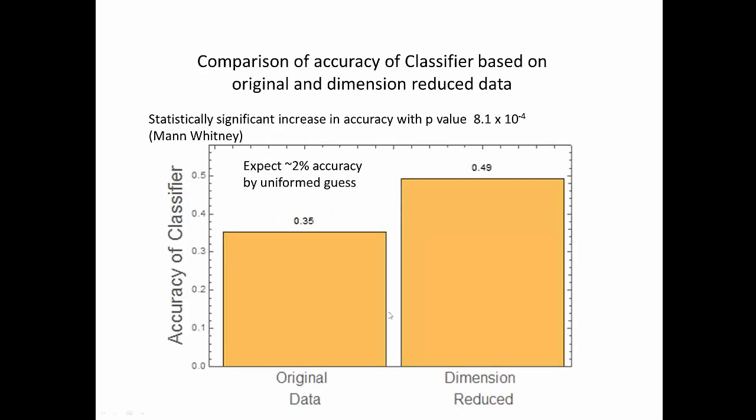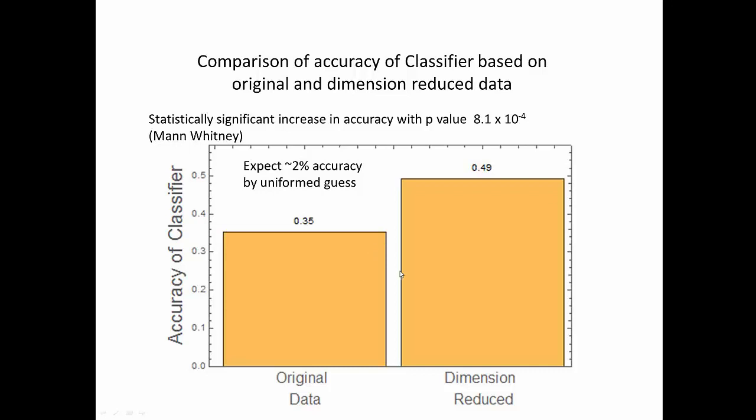So here on the left, if I try to guess the drug in an uninformed way, I would expect to get the right drug about 2% of the time. With the classifier on the original data, I get the right drug about 35% of the time. But with the dimensionally reduced data set, I'm getting it right closer to 50% of the time. So it's a modest increase in accuracy, but it's a real increase. If you test for the significance of the difference, it's got a significant p-value, of the order 10 to the minus 4. So it's modest, but it's a real difference in the accuracy.